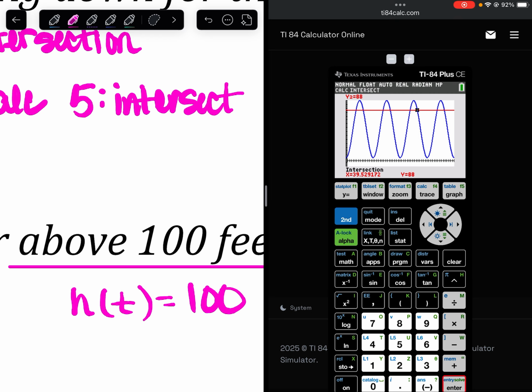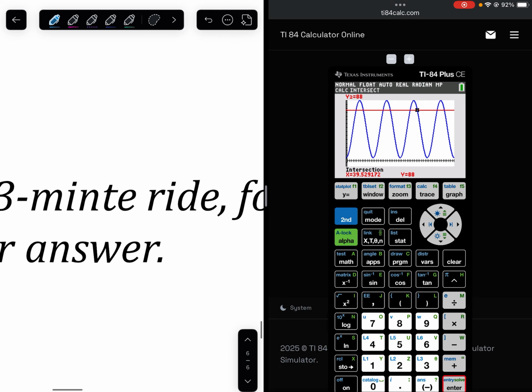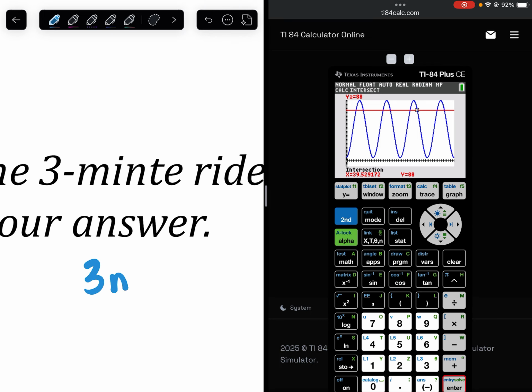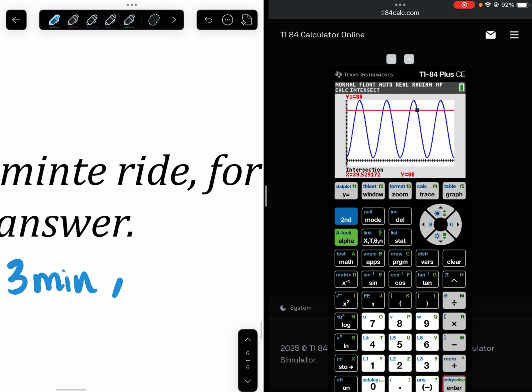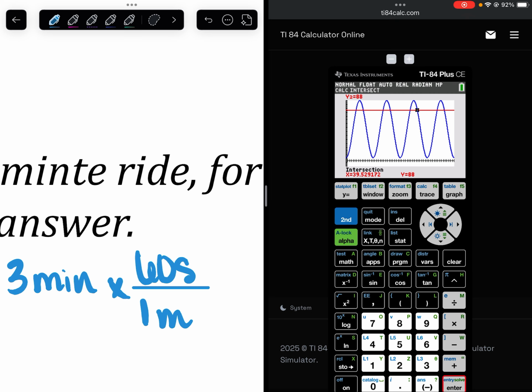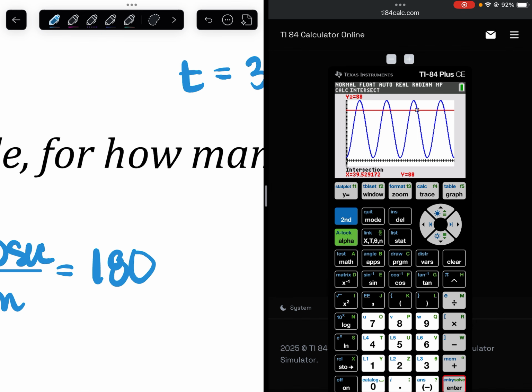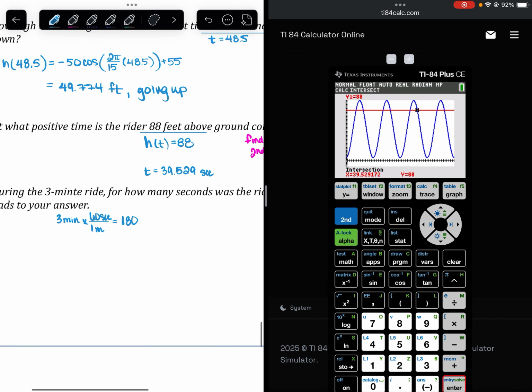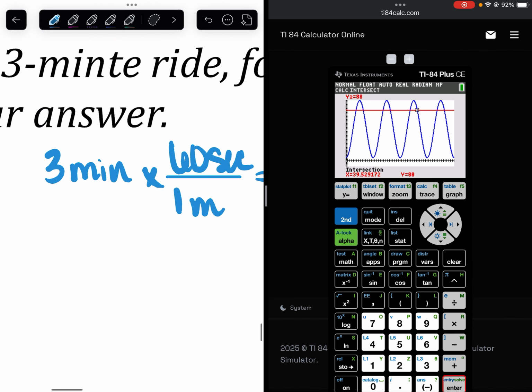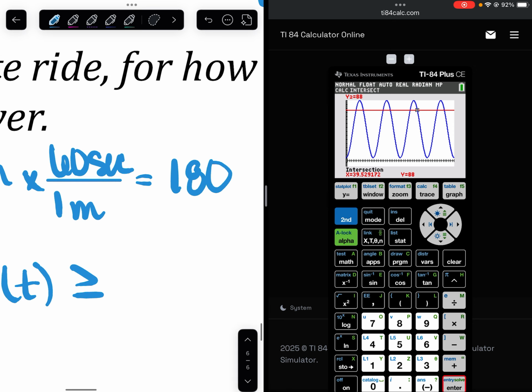All right, so 3-minute ride. First thing I need to do is figure out how many seconds that is. So 3 minutes. If we've had a little blank on our conversions, just use stoich. There's 1 minute and 60 seconds. So we're just going to multiply by 60. So that's 180 seconds. All right, so we want to know in 180 seconds, how much time was his height above, I think it said above, 100.